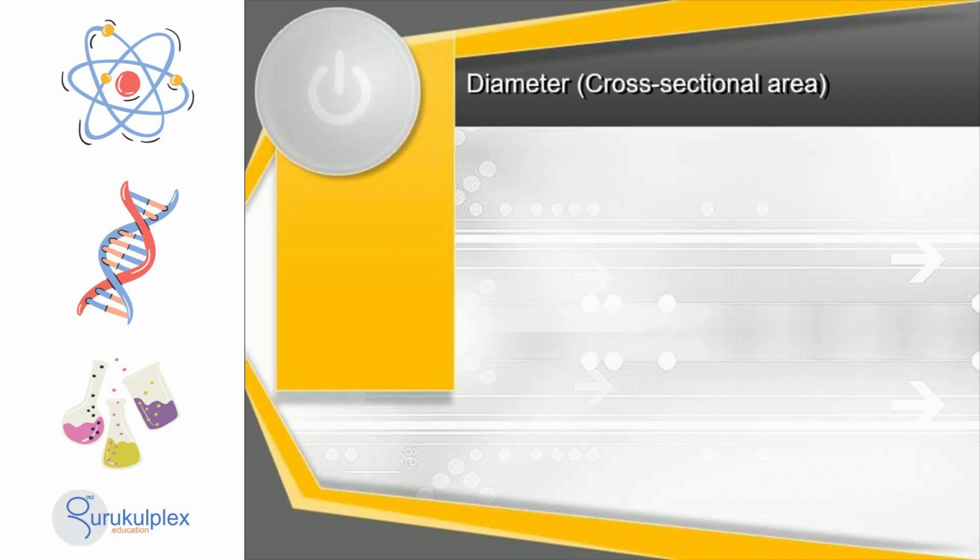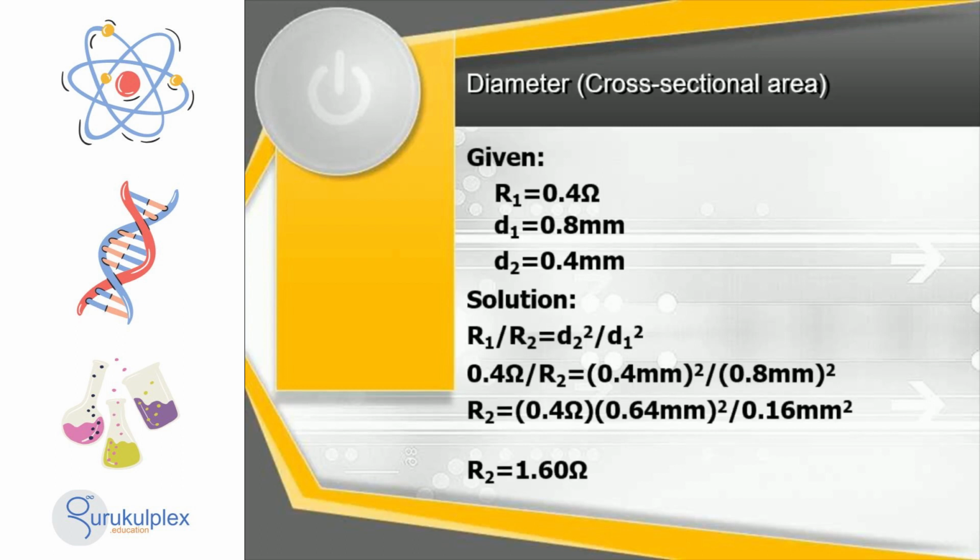The resistance of a material is determined by two factors, the cross-sectional area and the length of the piece. Using the equation R1/R2 equals D2 squared over D1 to the power of 2, and the values of R1 equals 0.4 ohms, D1 equals 0.8 mm and D2 equals 0.4 mm, a result of R2 equals 1.60 ohms is yielded. This equation demonstrates that the larger the area or the longer the length, the greater the resistance.